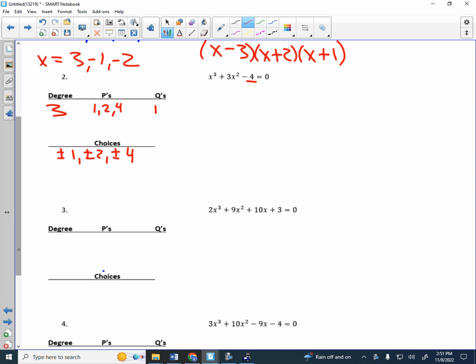If we plug in 1, what's 1 cubed? Is it going to be plus 3 or minus 3? Plus 3 and then minus 4. Does that make 0? Yeah, it does. 1 worked. So if 1 works, then what's the factor? X minus 1 is the factor. So I'm going to divide that in. I put a 1 up in the corner, and then what goes on from there?